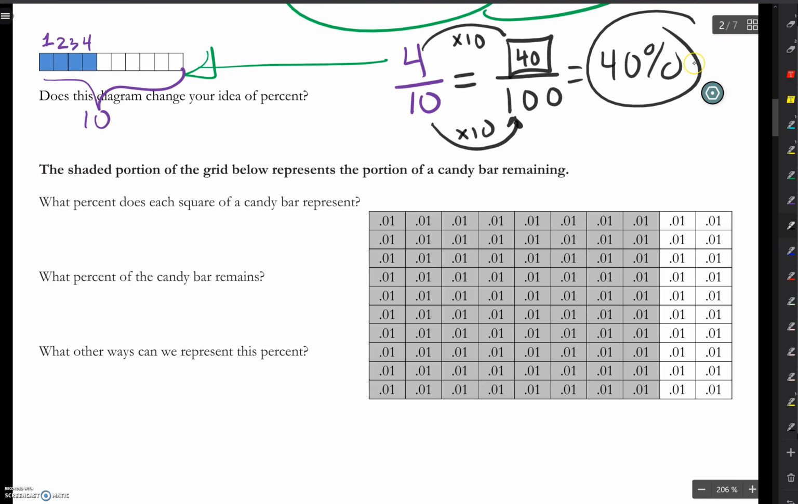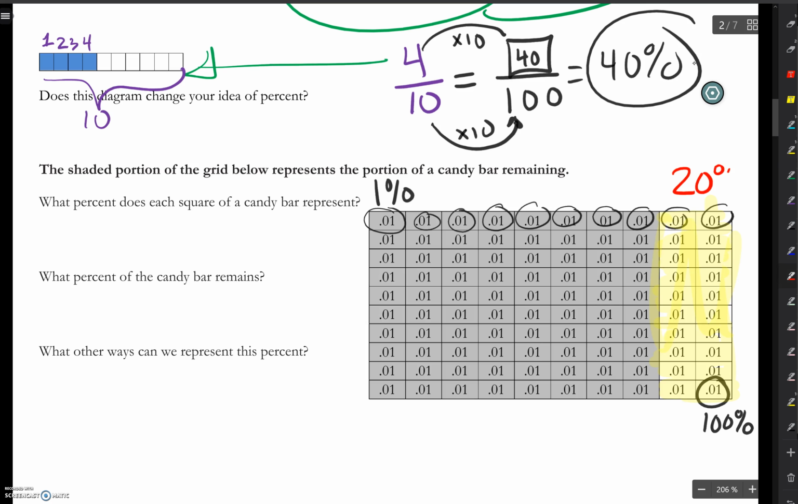Okay, next problem. What percent does each square of the candy represent? Well, each square represents 1%. 1%, 2%, 3%, 4%, 5, 6, 7, 8, 9, 10%. And we would keep going all the way to 100%. Okay, so each one represents 1%. What percent of the candy bar is remaining? So here's the remaining candy bar. I have 20 boxes remaining, 20 pieces of candy, so this would be 20%.